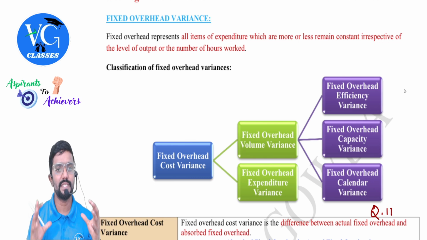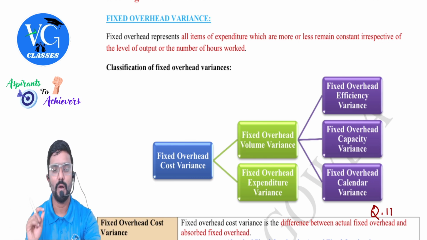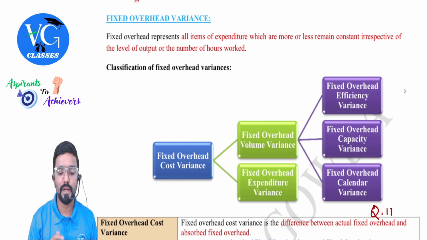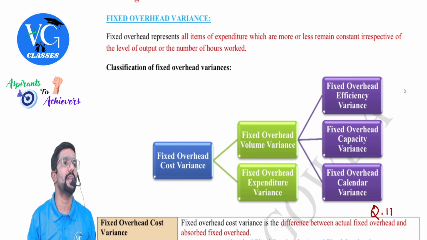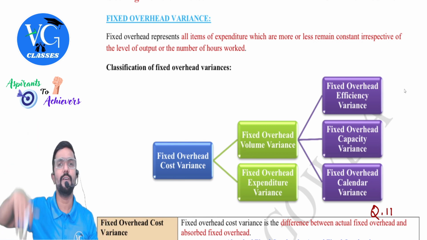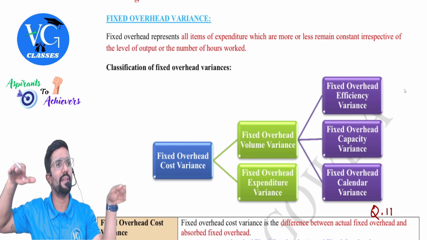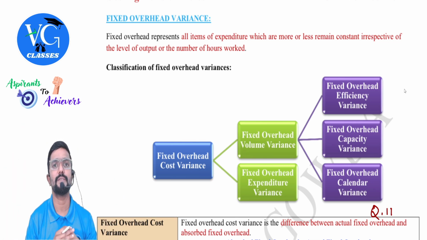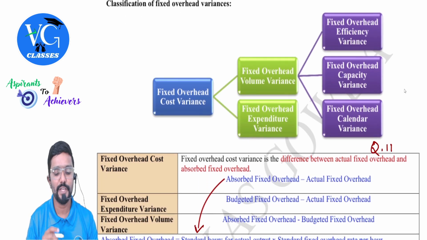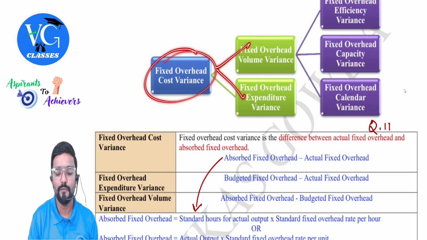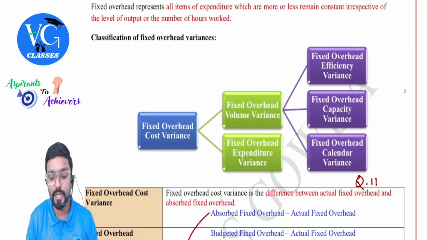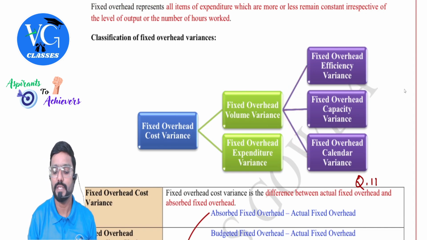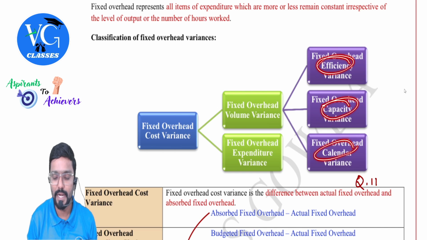Fixed overhead represents all items of expenditure which more or less remain constant irrespective of the level of output. Sir, however much the level of output changes, the cost will remain the same. We call them fixed overhead. So fixed overhead cost variance can be divided into fixed overhead volume variance and expenditure variance. And volume can be subdivided into three: efficiency, capacity, and calendar.